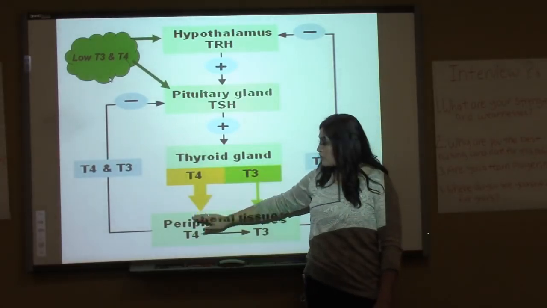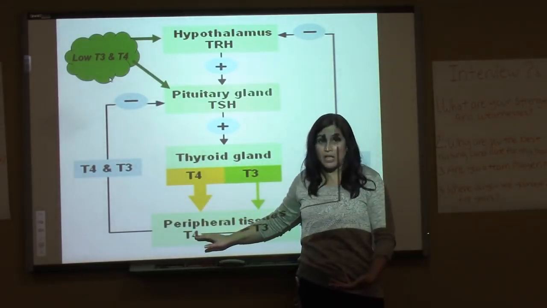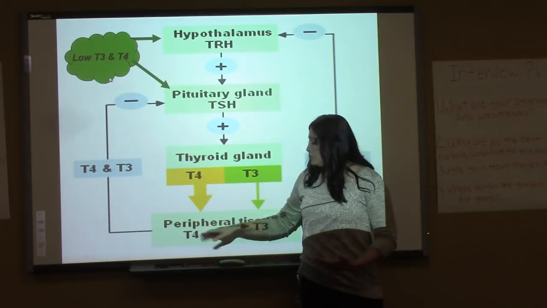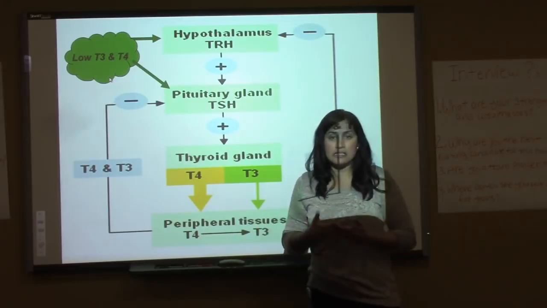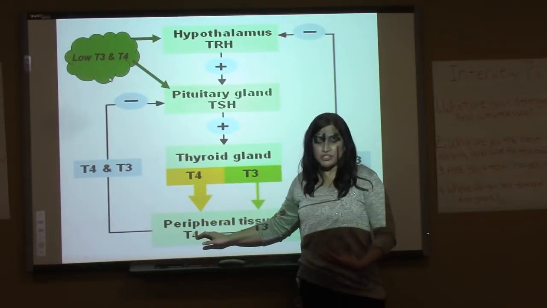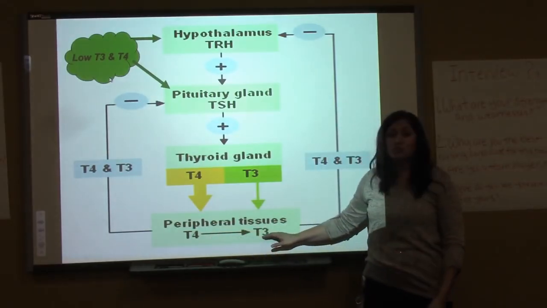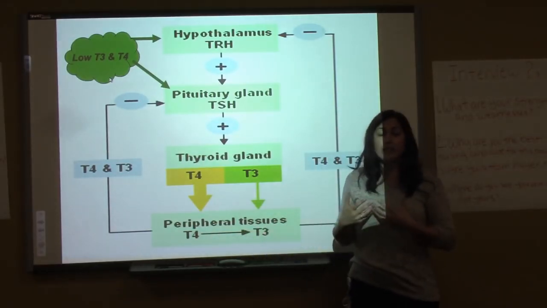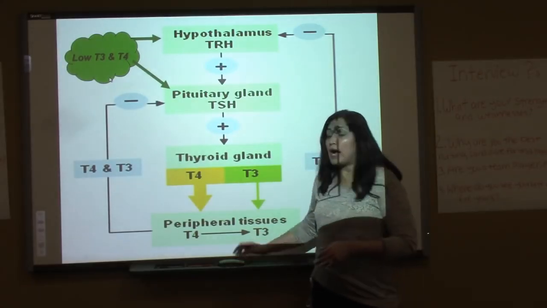When these hormones arrive at your peripheral tissues, your peripheral tissues cannot utilize T4. So any T4 that has arrived at the peripheral tissues is converted back into T3 via an enzyme called iodinase.